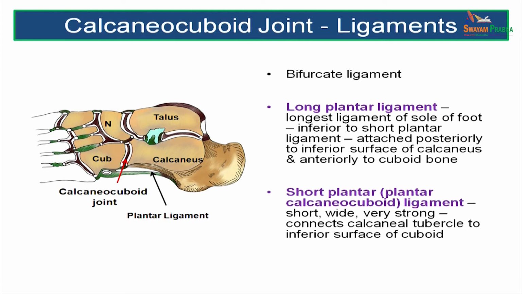The calcaneocuboid joint is strengthened by the plantar ligaments. The plantar ligaments are the long plantar and short plantar ligaments. These ligaments pass from the calcaneus to the cuboid on the inferior aspect.